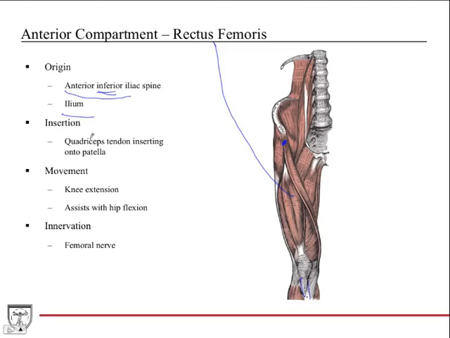But really, you want to think about the insertion for these quads is the quadricep tendon and then that essentially, if you want to think about a bony insertion, to be on the patella bone. Movement, again, all the quads, they contract, they're going to pull across the knee joint, extend it. Also assists a little bit with hip flexion due to this, more proximal origin up here. So again, it can help flex the hip as well. But again, major function is knee extension. It's an anterior compartment muscle, so it's a femoral nerve innervation.